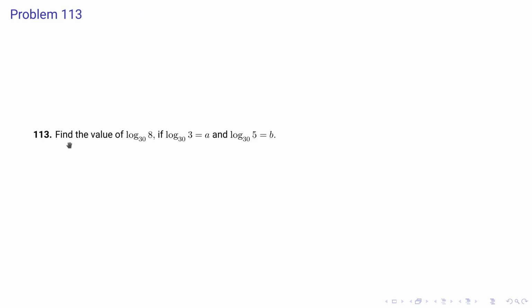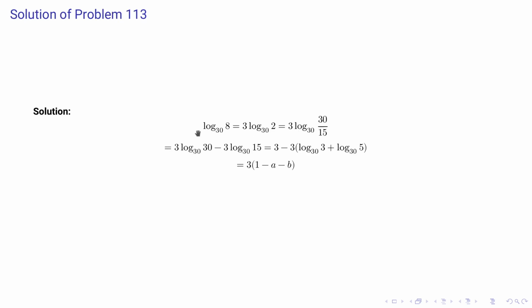Problem 113 says that find the value of log of 8 with base 30 if log of 3 with base 30 is equal to a and log of 5 with base 30 is equal to b. So we write 8 as 2 cubed, so it becomes log of 2 with base 30 multiplied with 3. We write 2 as 30 by 15, so it becomes log 30 minus log 15, both multiplied with 3. Now log of 30 with base 30 is 1, so it becomes 3.